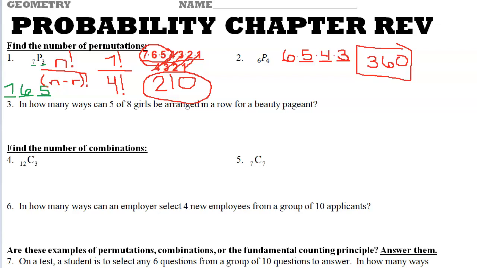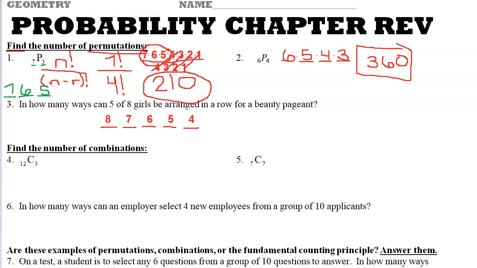All right, number 3, in how many ways can 5 of 8 girls be arranged in a row for a beauty pageant? All right, so again, we're talking about an order. We're talking about an arrangement. So in this case, it would be a permutation. I also know it's a permutation because it's in the section that says find the number of permutations. All right, so you have 8 girls who you can choose for the first spot, and then 7, and then 6, and then 5, and then 4. The formula would also give you the correct answer if you felt like it.